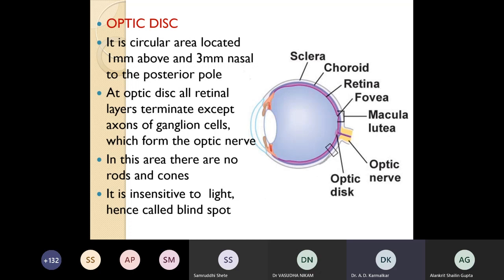If you see this area, there is an absence of photoreceptor cells. Both rods and cones are absent. So this area is insensitive to light. That's why it is also called the blind spot. Compared with the fovea centralis, which gives high acuity vision, the optic disc is a blind spot where rods and cones are absent.